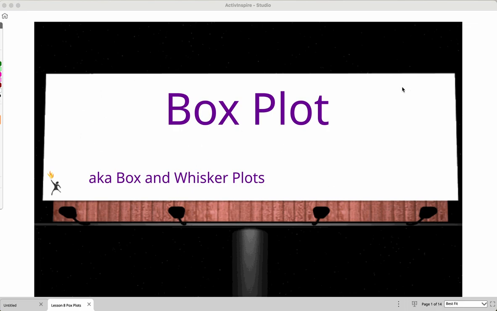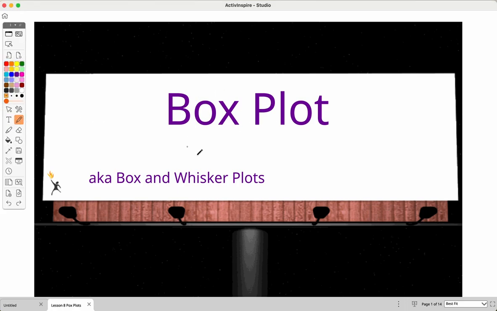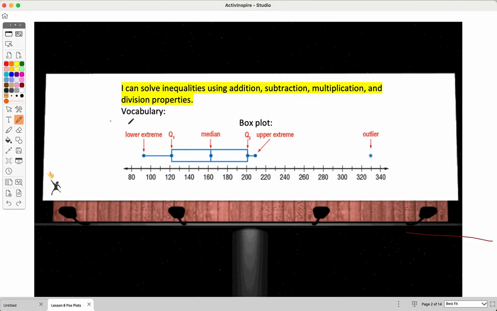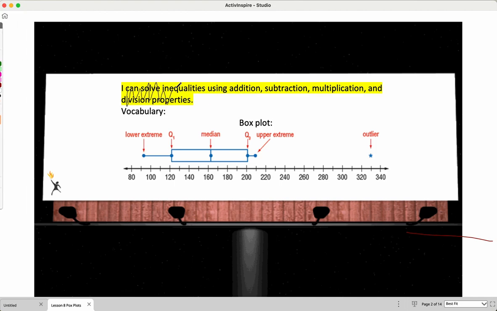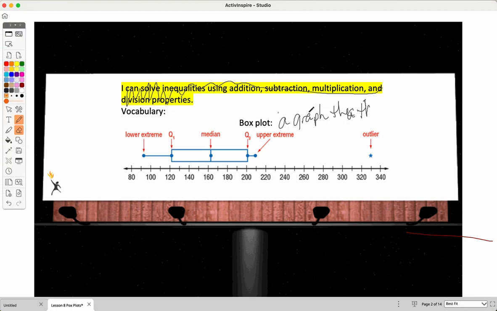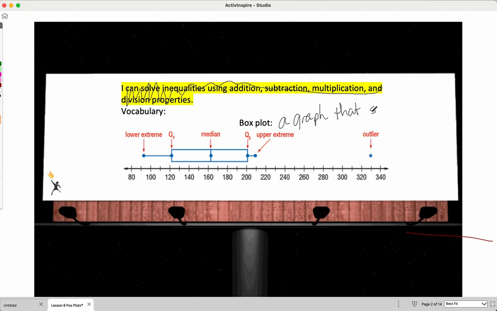Since it's got the term plot in it, it's still going to use the idea of a number line. But it's going to do something slightly different. It's going to go ahead and measure variation. So it is a graph that shows distribution or variation, that shows variation.